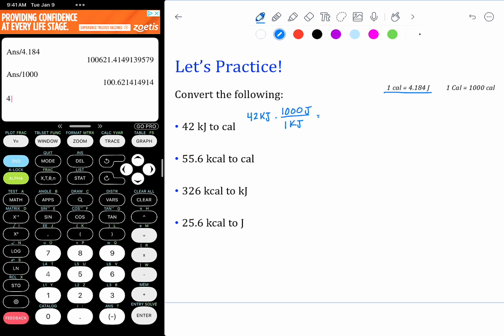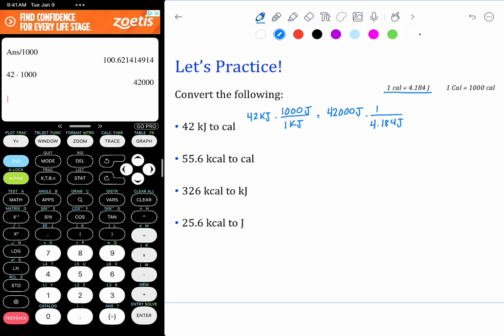So we'll take 42 and we'll multiply that by 1,000 to get 42,000 joules. Now that we have joules, we can use our calories to joules conversion factor. We'll put 4.184 joules on the bottom and 1 calorie on top in order to cancel out the joules. So we'll take that 42,000 and divide it by 4.184.